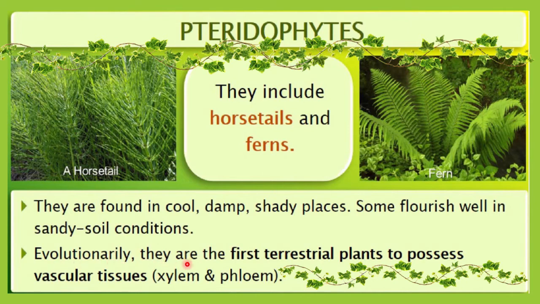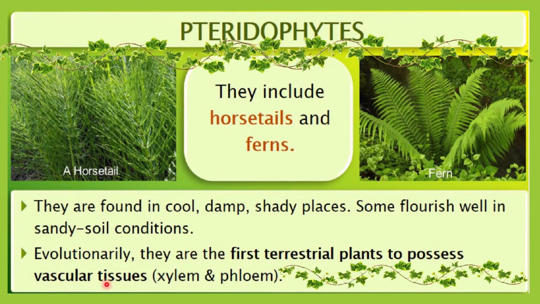Evolutionarily, they are the first terrestrial plants. You have to keep in mind that these plants, which are called pteridophytes, are the first terrestrial plants. Before that we learned about bryophytes, and they are considered the amphibians of the plant kingdom, right? So they can live in water and on soil also. But this one is the first plant that can live only in the terrestrial region, and that's why it is written here: first terrestrial plant to possess vascular tissues.